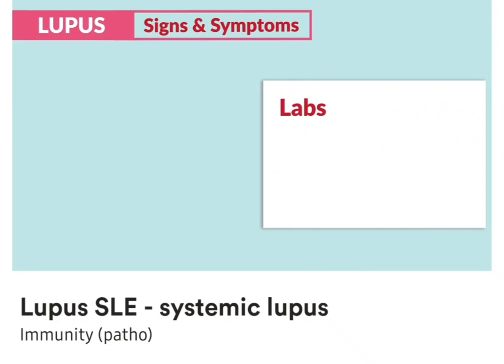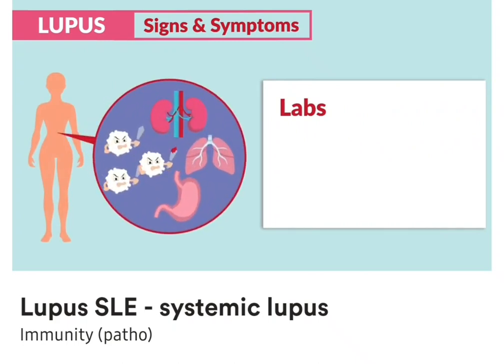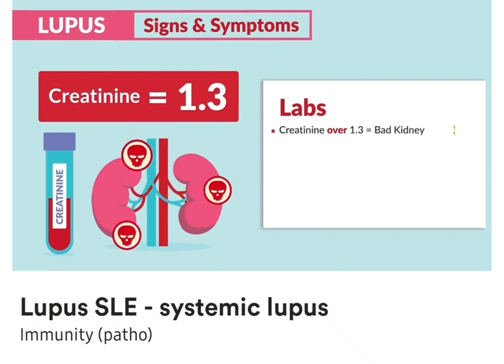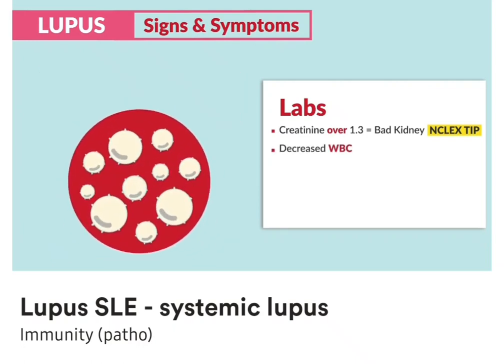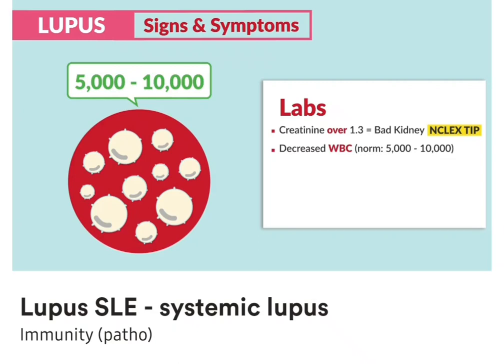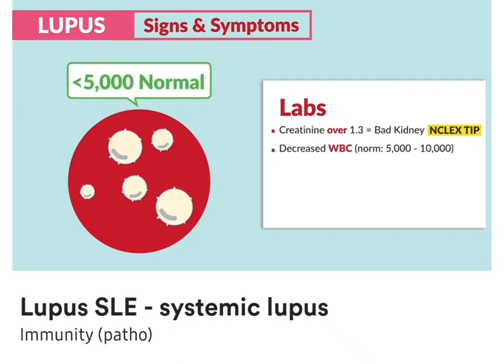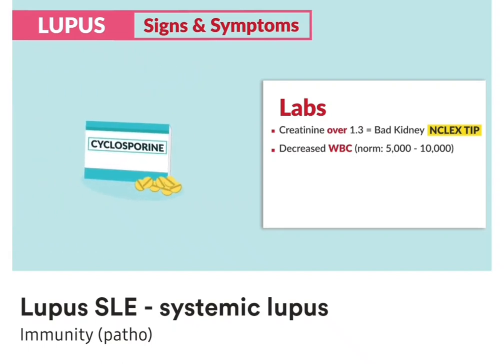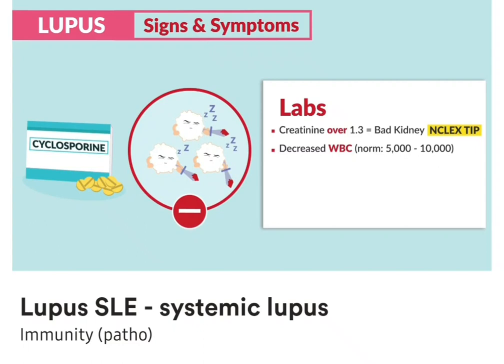Now, as far as labs, think about the organ damage here. So the most damaging findings are typically the most tested findings. So write it down: creatinine over 1.3 means bad kidney. Huge NCLEX tip. Typically, the kidneys are hit the hardest here. Next is decreased WBCs, normally between 5,000 to 10,000. So below 5,000 is normal for these patients. Typically, we see clients that are on immunosuppressants, and thus WBCs are lower as the immune system is suppressed.